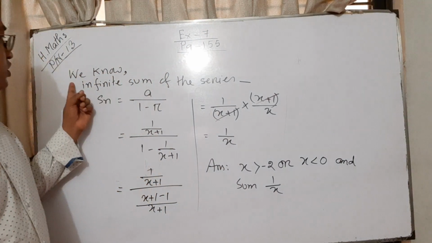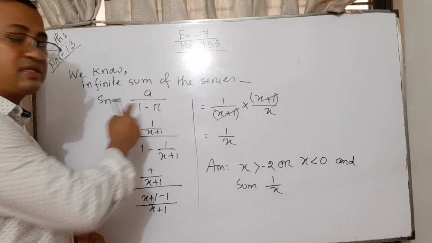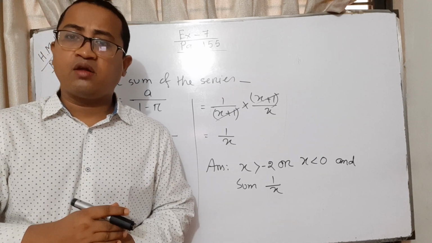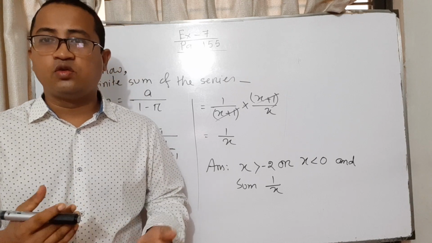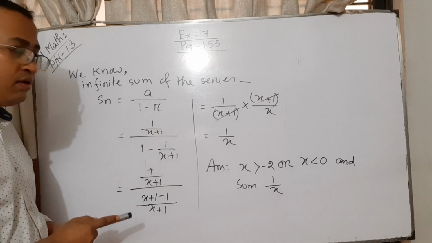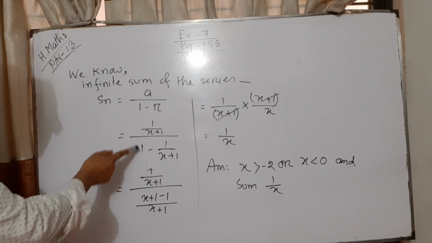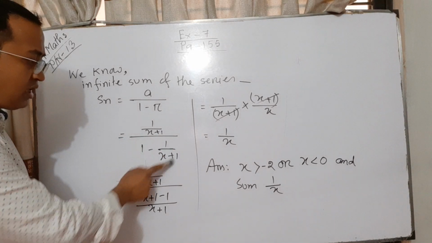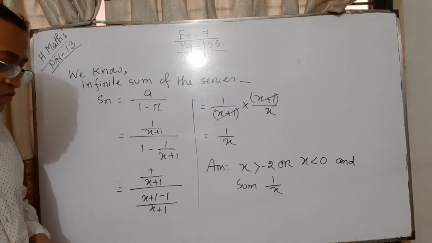Now the sum. We know the infinite sum of the series is S = a/(1 - r), and we know the value of a and the value of r, so you can easily find the sum. The value of a is 1/(x + 1), and 1 - r is 1 - 1/(x + 1). If you do the sum of these two, you will get x + 1 - 1 over x + 1.